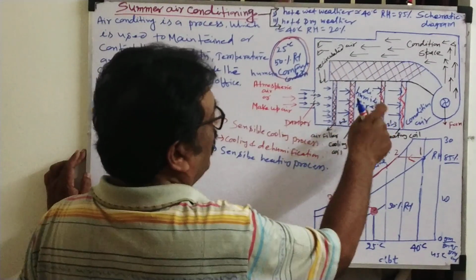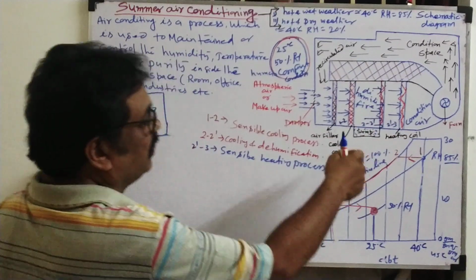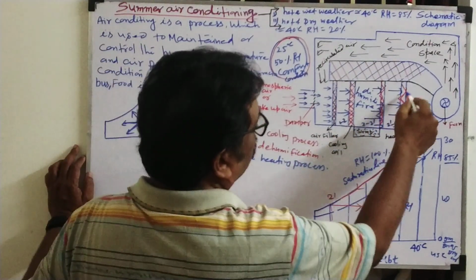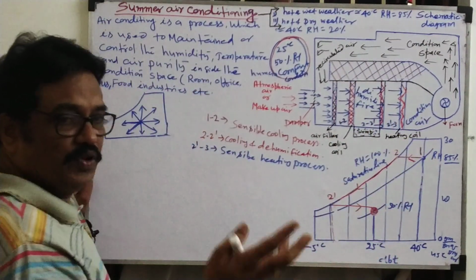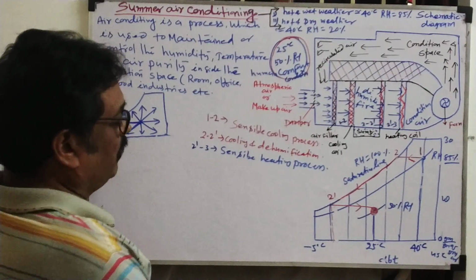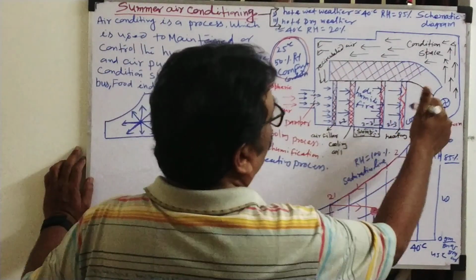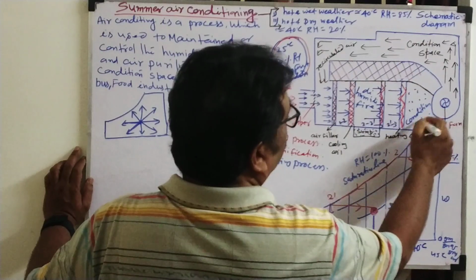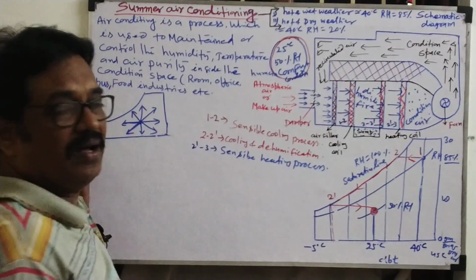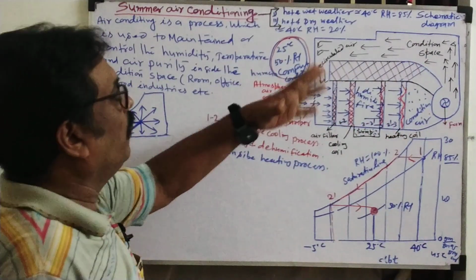Due to the condensation, some water particles will be stored in the sump. Then that air will pass through the heating coil. In the heating coil, it will absorb the moisture of the air and improve the temperature. So this will give the conditioned air. The conditioned air, with the help of the fan, will be supplied to the conditioned space like an office, room, whatever.